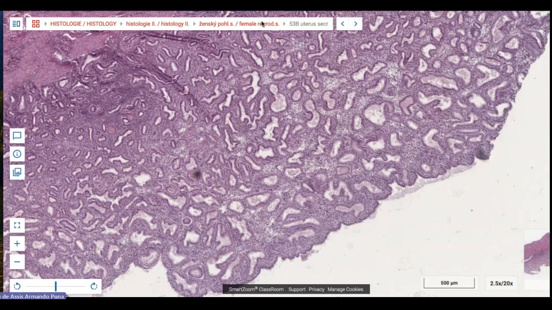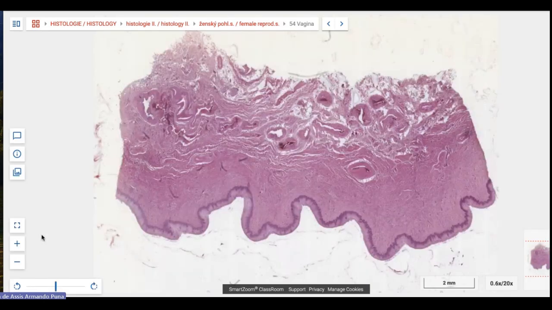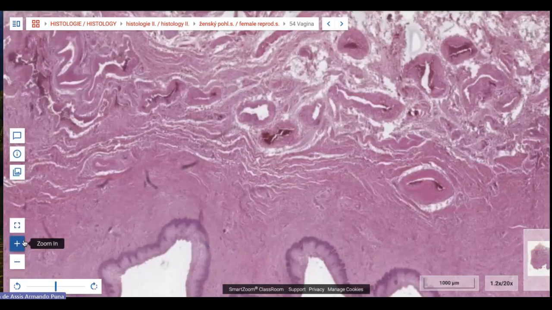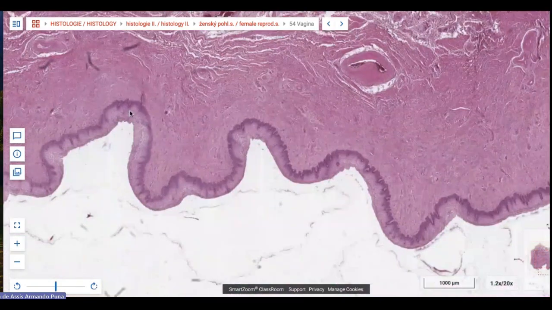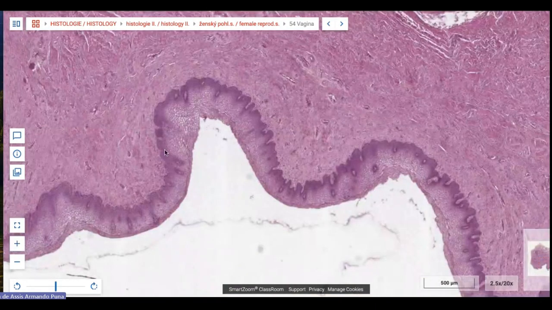Okay, and our last slide is not a very difficult slide. It's the vagina. And the vagina is very simple, guys. You have your tunica mucosa, where you're going to have your epithelium. I don't even have to zoom in to know that this is going to be stratified squamous non-keratinized.